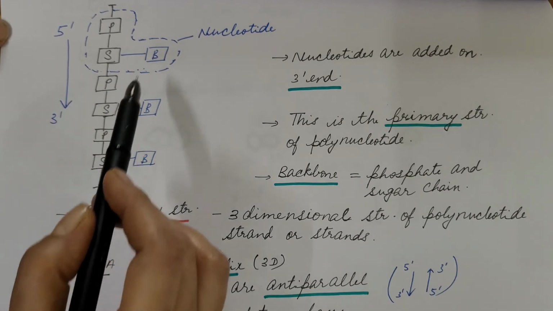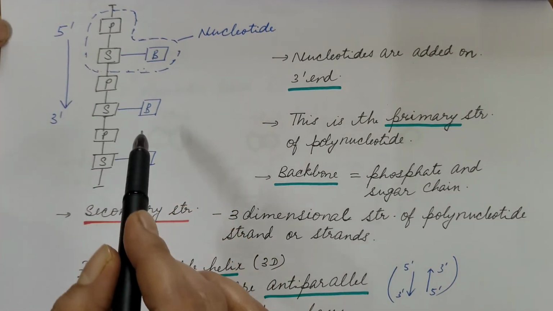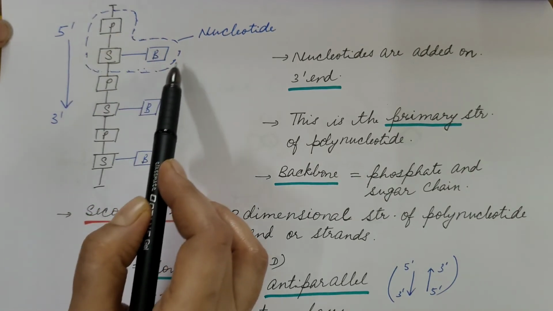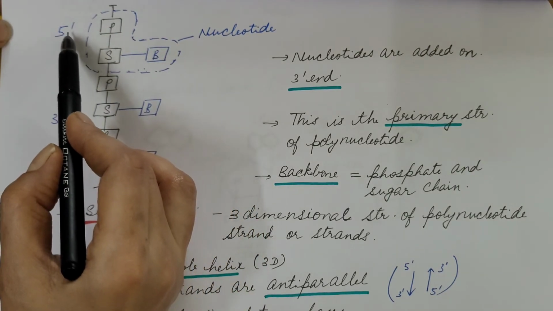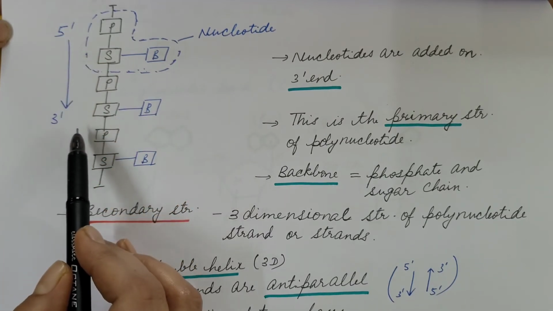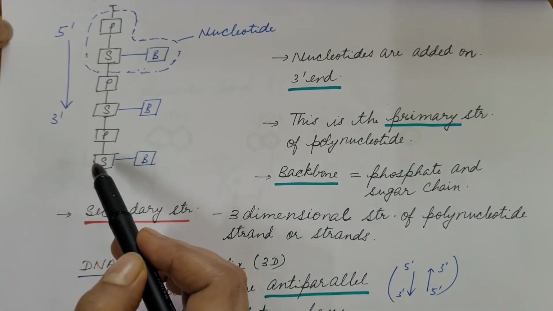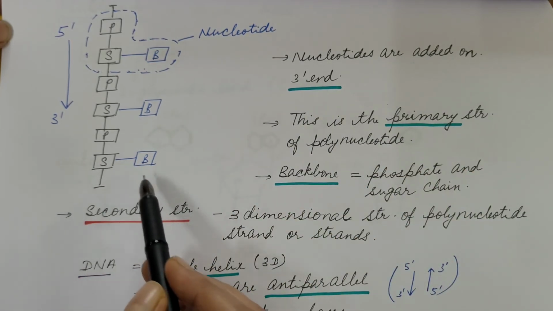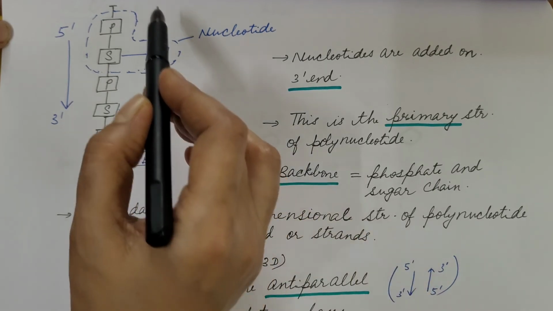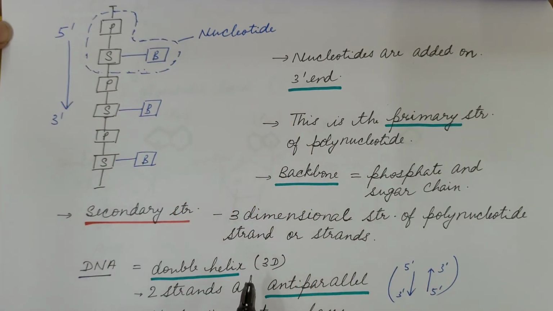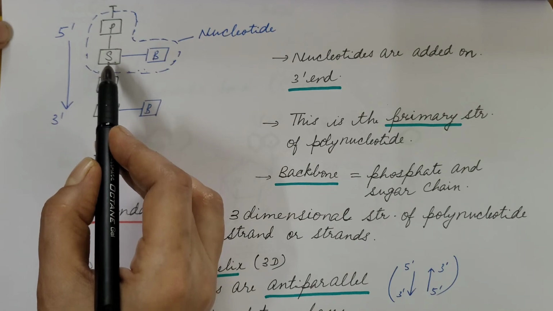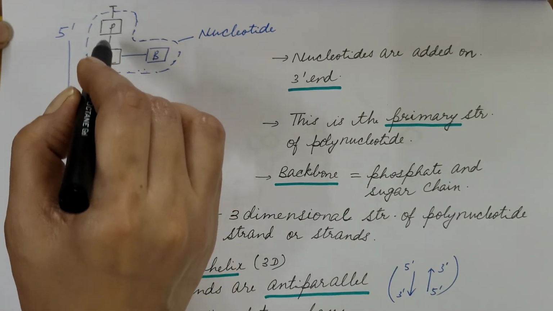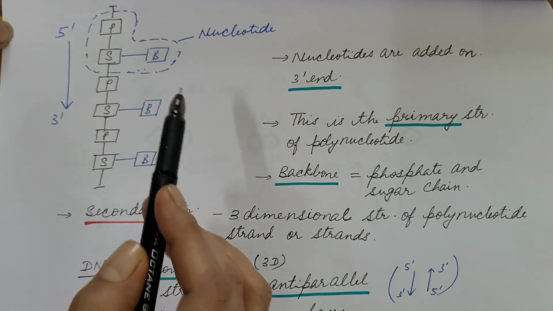To understand it, we have represented the polynucleotide strand like this. Here, sugar, base and phosphate form one nucleotide. This shows the direction 5' to 3'. So, new nucleotides are always added at the 3' end, that is in this end. This is actually the primary structure of the polynucleotide, and here the phosphate and sugar chain forms the backbone which runs along the length of the polynucleotide.